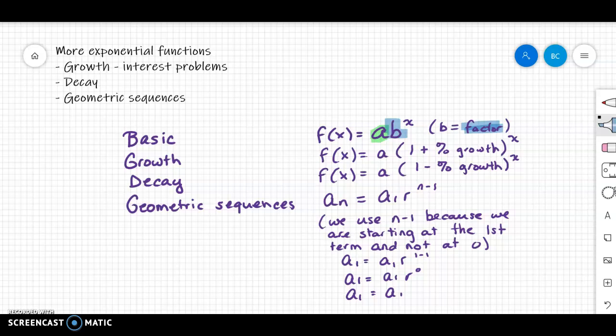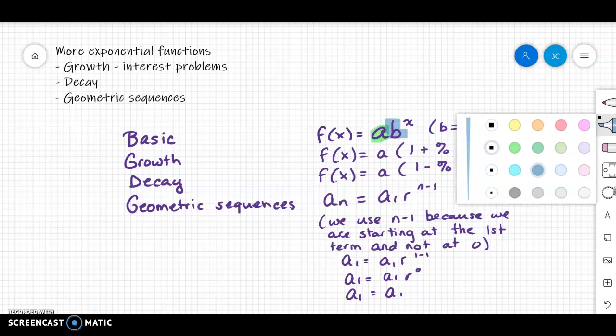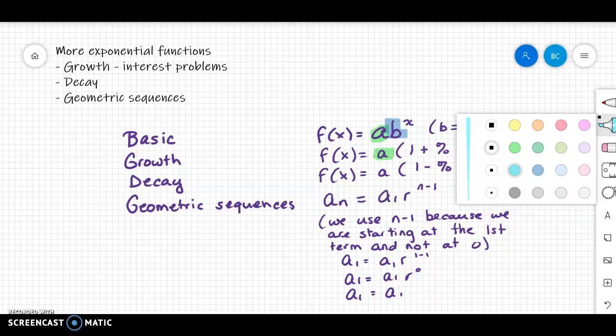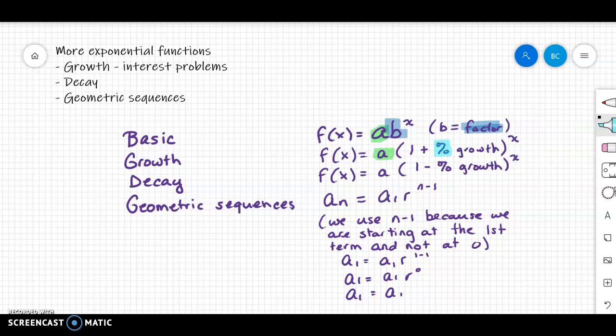So after that, we've got the growth function, which again starts with the same beginning value, but then it grows by a percentage instead of a factor. We usually express that as a rate. So we add that growth rate onto 1. The 1 represents the 100% of the A, and then we're adding on whatever the growth percentage is. So the difference here is that we're looking at some type of a percentage growth rate.